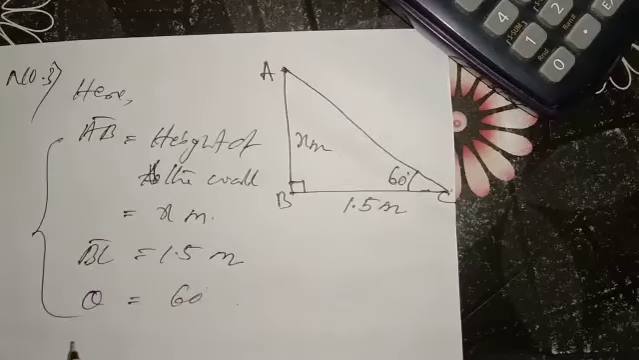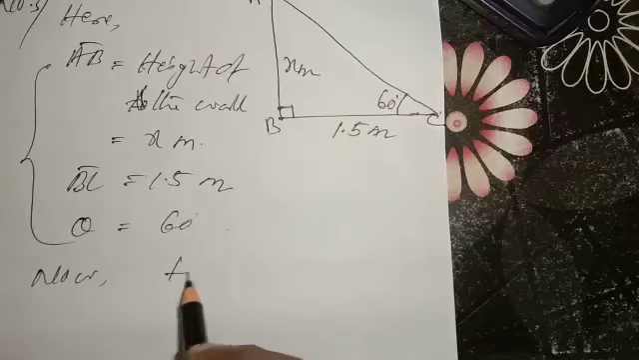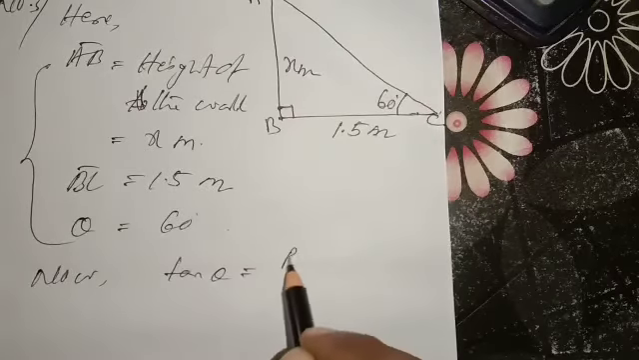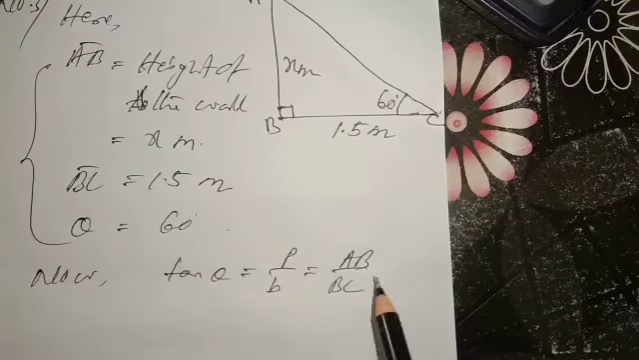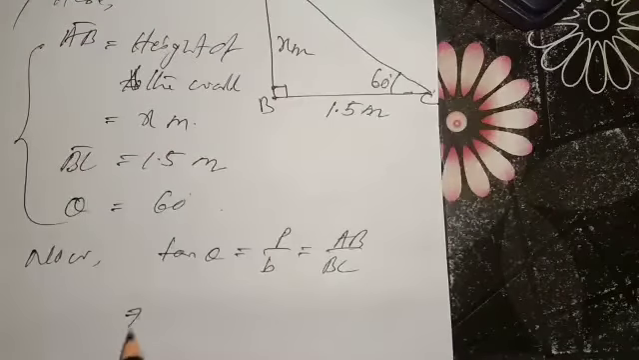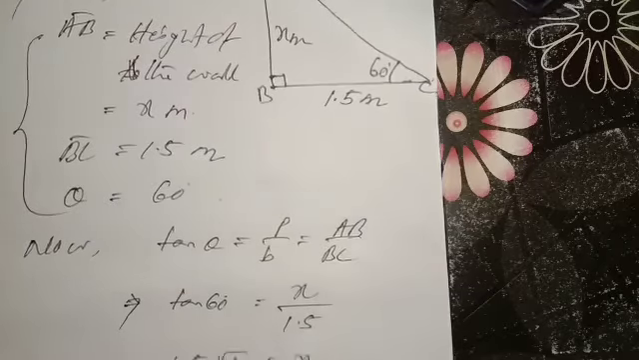Then you have to apply the tan theta formula. What is it? P by B, perpendicular by base. Here P means AB, by BC. Tan 60 is equal to AB, which I have taken as x, by BC, 1.5 meters. Tan 60 value is root 3, that means 1.5 root 3 is equal to x.